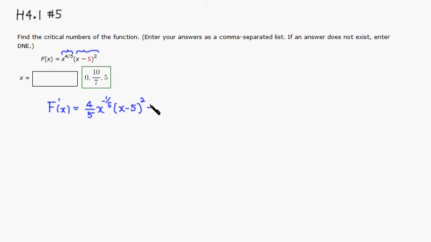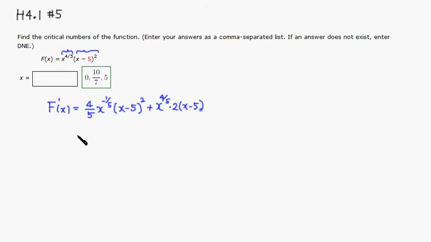Plus the first guy, x to the 4/5 power. Then the derivative of the second guy would be 2 in front, keep the same quantity x minus 5, then subtract 1 from the power, so it's the first power, times the derivative inside, which happens to be 1. So this is it. Then what we can do is try to pull out the common factors.